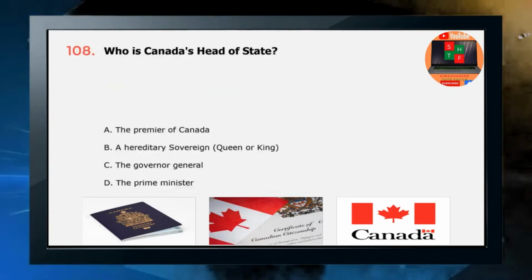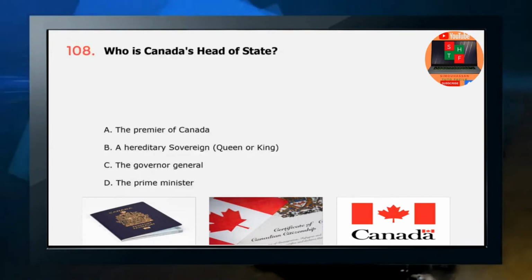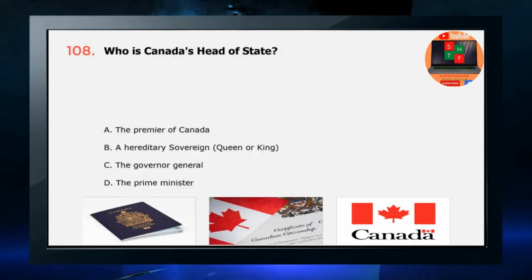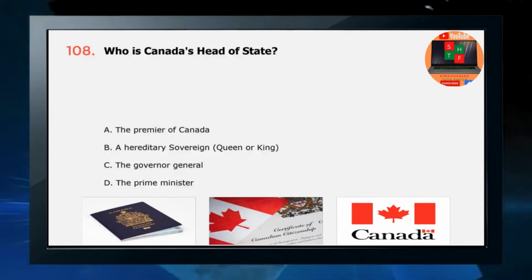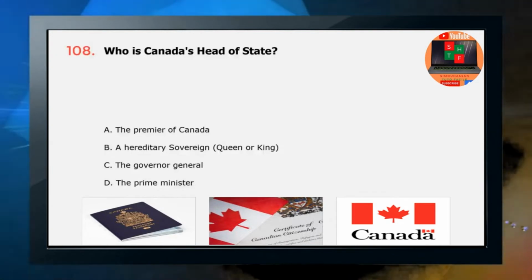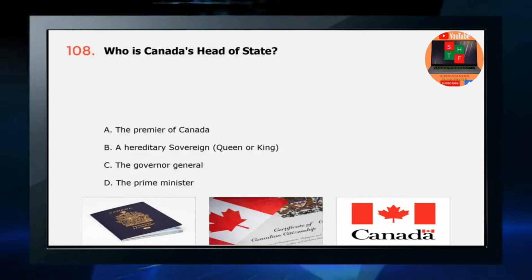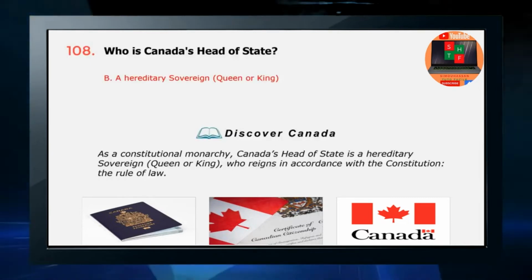Question 108. Who is Canada's head of state? A. The Premier of Canada. B. A hereditary sovereign, Queen or King. C. The Governor-General. D. The Prime Minister. The answer is B. A hereditary sovereign, Queen or King.